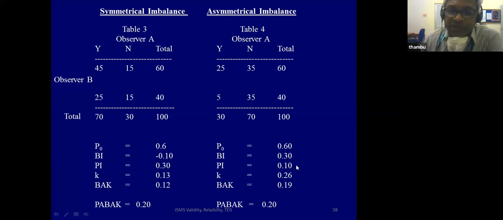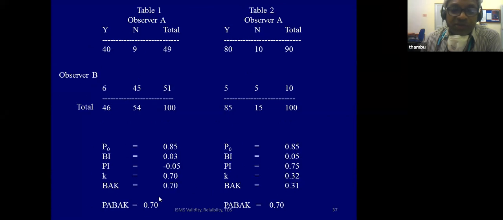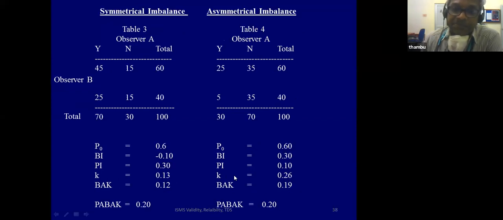The kappa agreement here is 0.26. The bias adjusted kappa comes down to 0.19. The prevalence adjusted bias adjusted kappa comes to 0.2. So you see 0.2, 0.2. Similarly here also the values are the same. So this is what we're suggesting, that every time you are going to do kappa, please just present the prevalence adjusted, bias adjusted kappa.